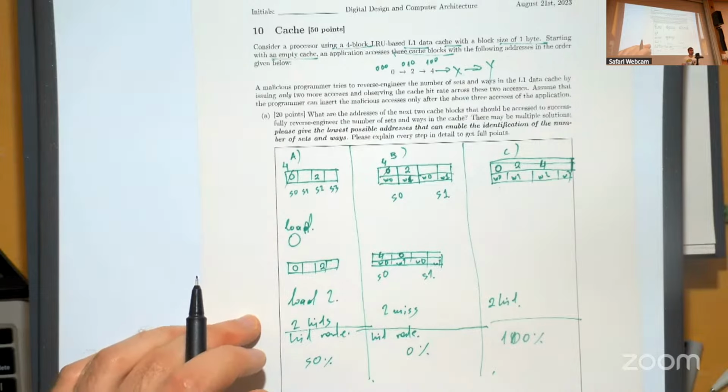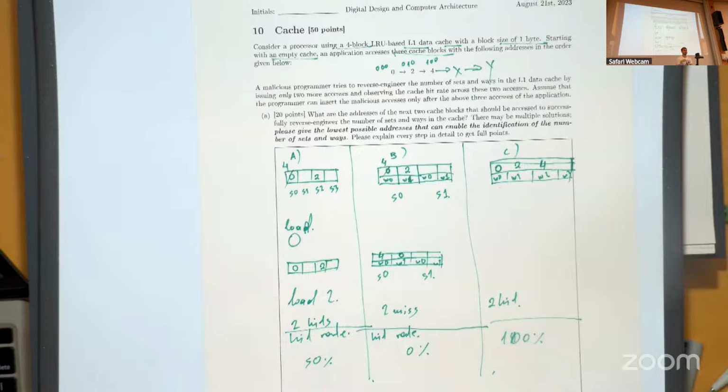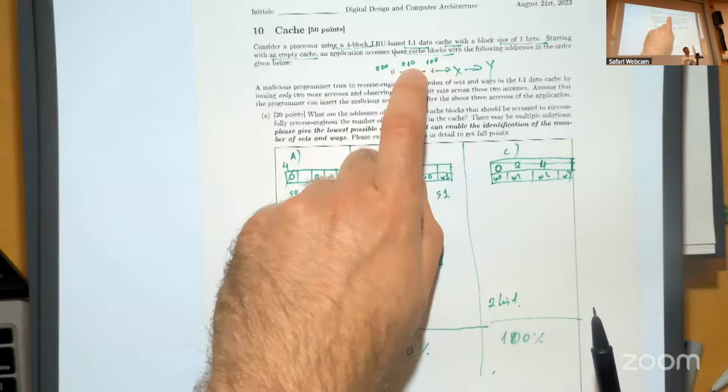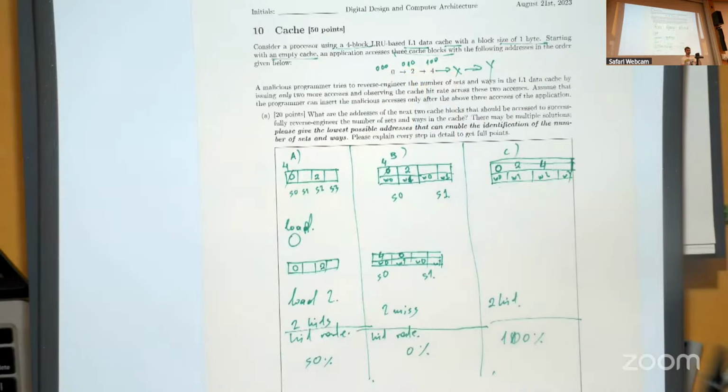Any questions? Yeah. What do you mean? Yes. No, this is byte addressable. It's a memory address of 0. So you load the 0th byte of memory, then you load the 2nd byte of memory, then the 4th.